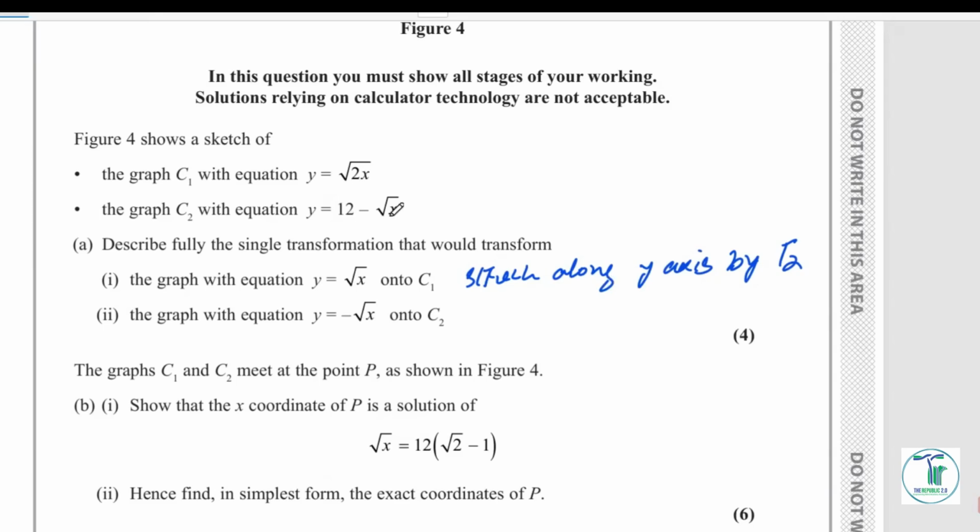Initially, we had 12 minus root of x, and now to get rid of this 12, we should be subtracting 12 from this function. So what does that mean? That you need to move this C2 downwards by 12 units. You need to move this curve downwards by 12 units, right? So these are the transformations. You just need to write them down, do not draw them, right? They're just asking you for the description, not the drawing.